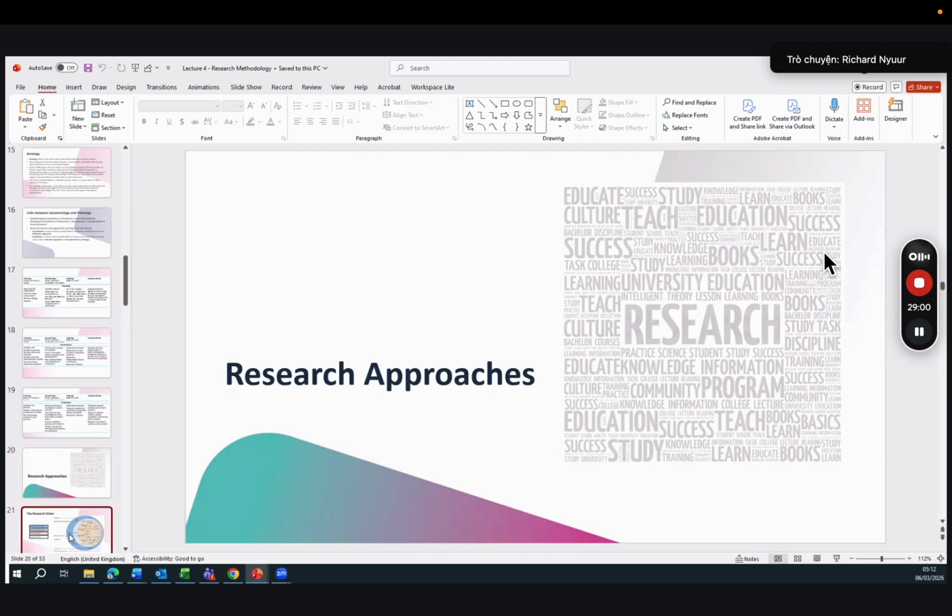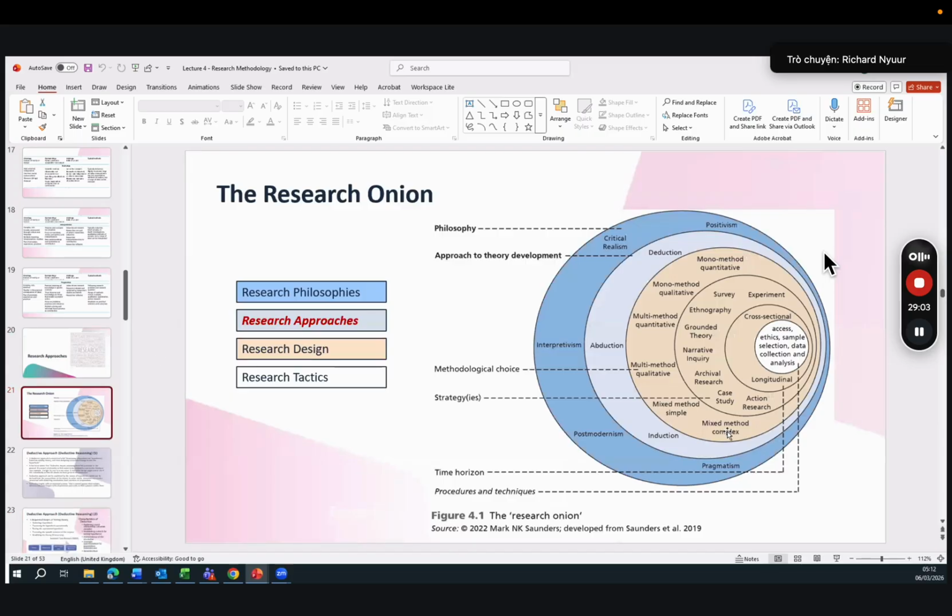And so again, going back to the research onion, you will see each of these philosophies and how they align with the research approaches. Okay.